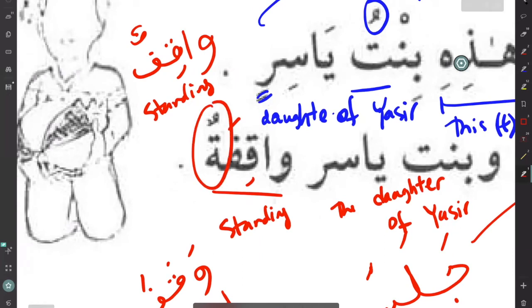If you understand this much, then you understand the whole of chapters 6 and 7. That's the only thing. And this is a good thing, that it's quite easy to make this change, going from waqifun to waqifatun.